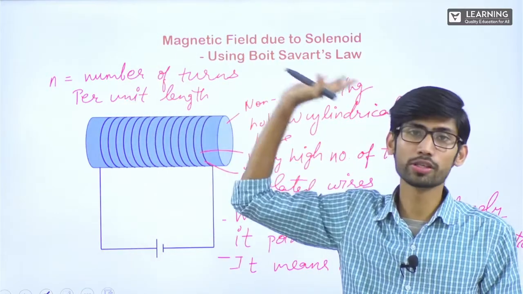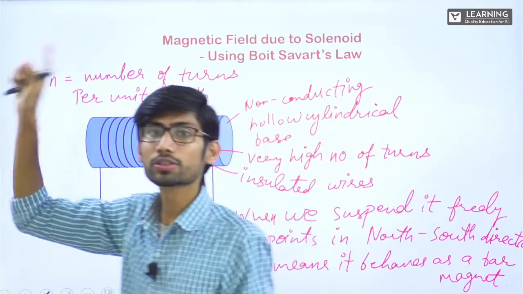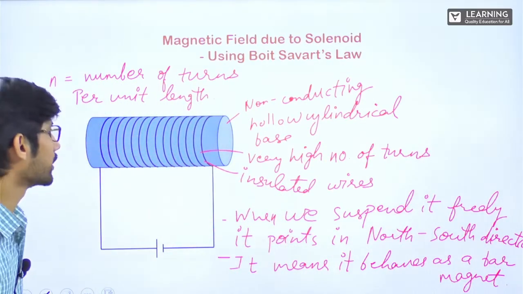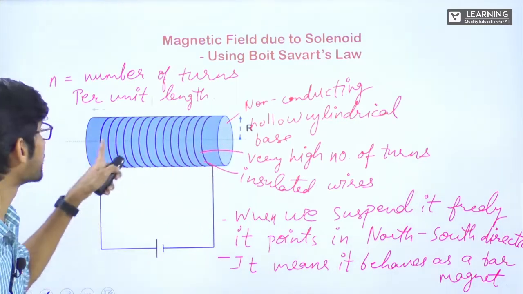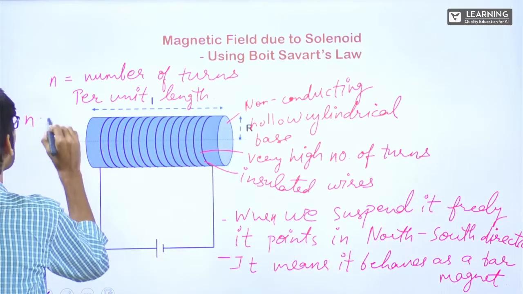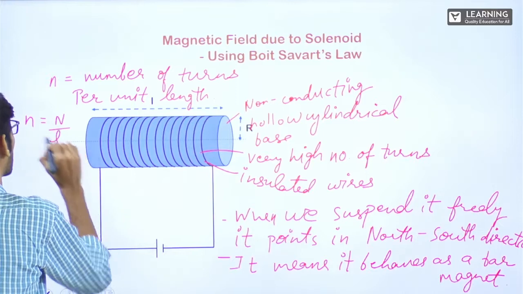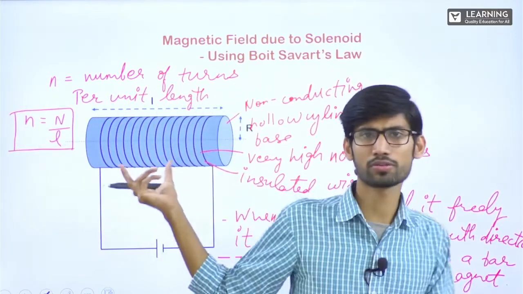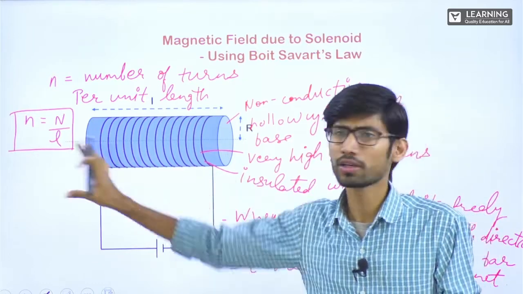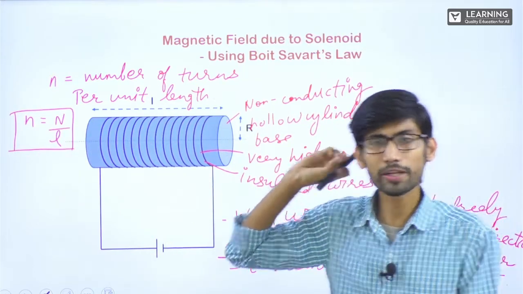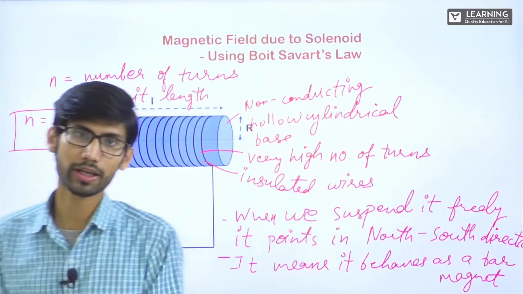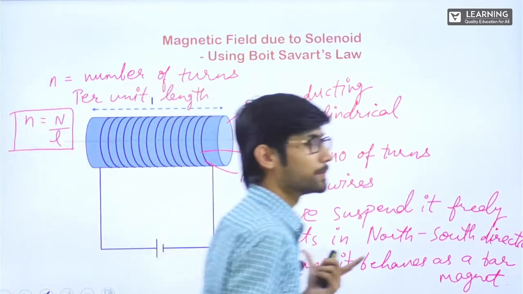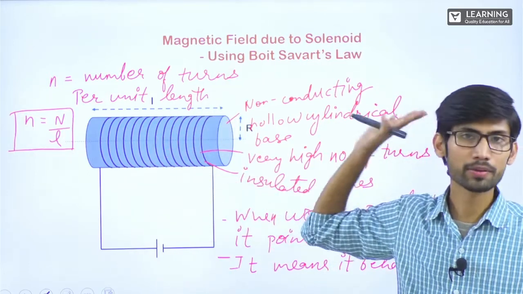This particular thing you'll see in the formula, not the number of turns, not the length, but the number of turns per unit length. So for this, if let's say the radius is R and the length is L, then n is equal to N by L, for a finite solenoid of finite length. Normally it will be given the number of turns per unit length, small n will be given. Clear? I hope you have noted it.